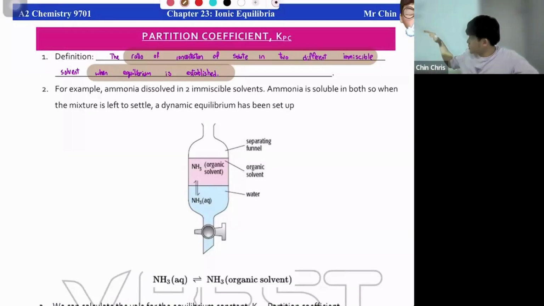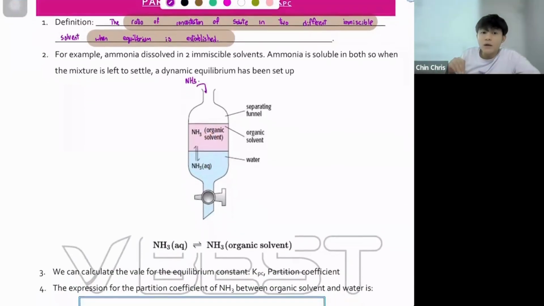All right, guys, now let's look at the KPC. Okay, so we have water here, we have oil here, and I'm adding in ammonia, correct? So when I add in ammonia, some ammonia would dissolve in the aqueous layer, some ammonia would dissolve in the organic solvent, and eventually an equilibrium is established.